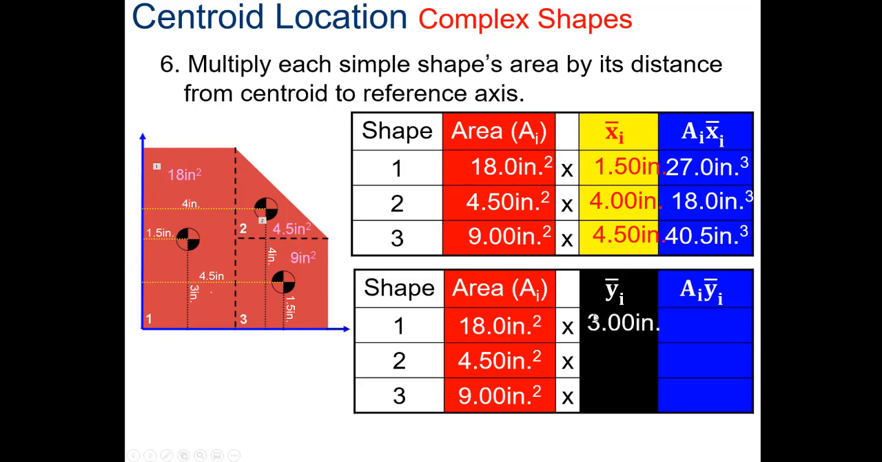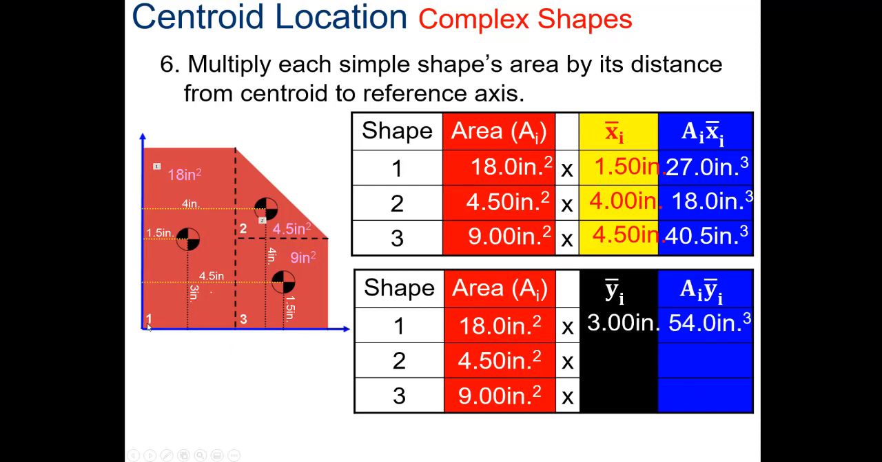Okay. The y location of, and notice the areas stay the same, so we could just copy those from here down to here, because shape 1, shape 2, and shape 3, they all still have the same area, right? That's great. So we're going to go y, so how far up the y-axis do I have to travel? I have to go up 3, right? This was 1.5 and 3. So 3, okay, so 3 times 18, 54.